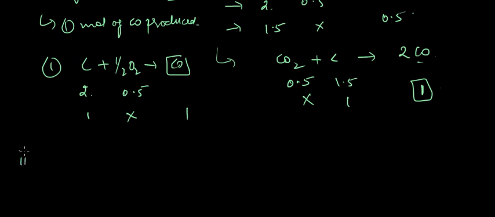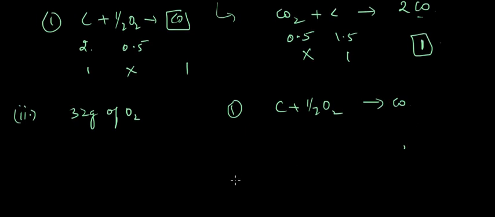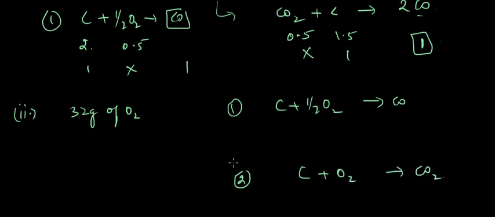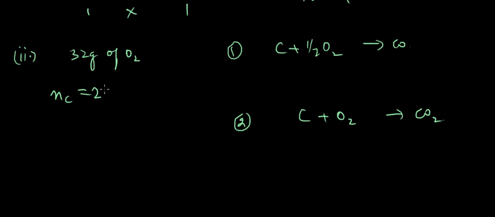The second case is where we have 32 grams of oxygen. The first reaction is C plus half O2 gives CO, and the second reaction is C plus O2 gives CO2. We have 2 moles of carbon atoms. If we go by the first reaction, 32 grams of oxygen is 1 mole. So carbon moles are 2, oxygen moles are 1. After the reaction, we get 2 moles of carbon monoxide, and these two would be exhausted.